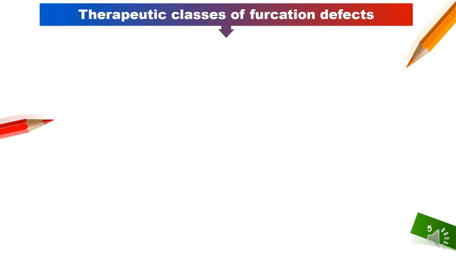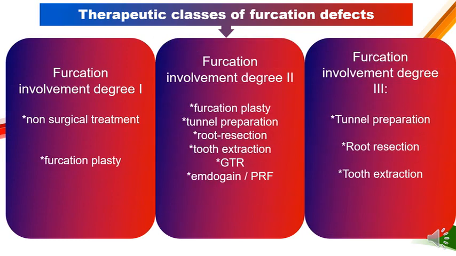Therapeutic classes of furcation defect. It's categorized into three main classes, and according to them, we're going to make the treatment. Degree 1: either non-surgical treatment or furcationplasty. Furcation number 2: furcationplasty, tunnel preparation, root resection, extraction, guided tissue regeneration. Furcation type 3: either tunnel preparation, root resection, or tooth extraction. We're going to discuss those briefly.